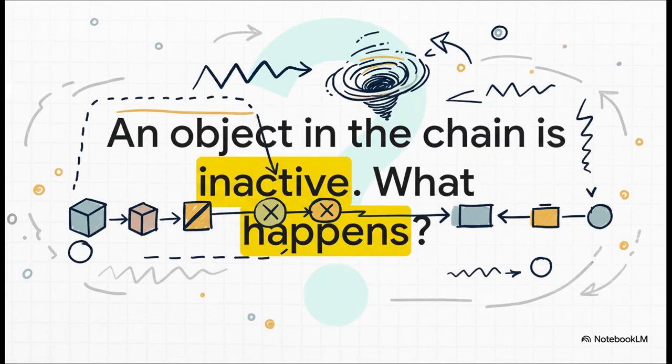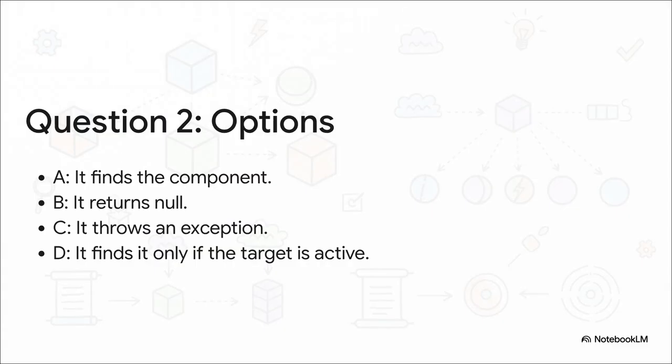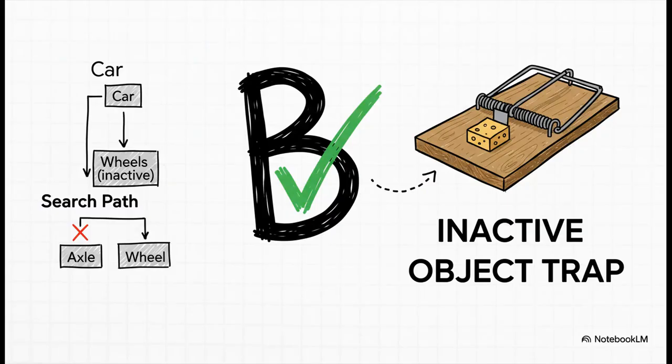All right, next up, this question is all about that hierarchy search and the inactive objects trap we talked about. So a script on a chassis object calls GetComponentInChildren<T>, but the parent wheels object is inactive. What happens? So your options are A, it finds the tire anyway, B, it returns null, C, it throws an exception, or D, it finds the tire only if the tire itself is active. What do you think? The answer here is B, it returns null. This is that inactive object trap in action. The search hits the deactivated wheels object and just stops. It can't go any further down the chain.